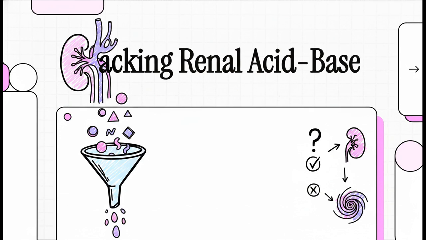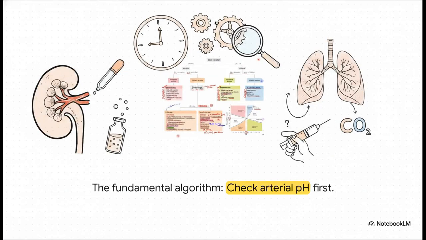Starting off with the fundamental algorithm, your very first move on any of these questions is to check the arterial pH. Under 7.35, that's acidemia. Over 7.45, alkalemia. Once you've locked that in, you compare the PaCO2 against the bicarbonate to figure out if you're dealing with a respiratory or a metabolic branch. It sounds simple, right? But the exam isn't just going to ask you to name the disorder. They are going to make you work it up.